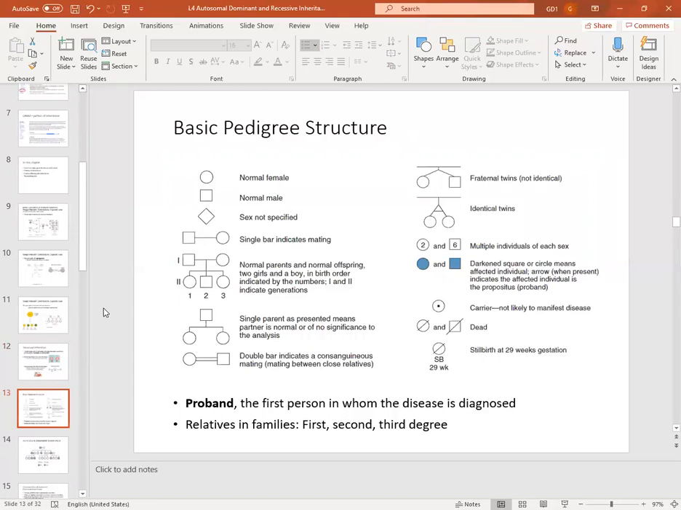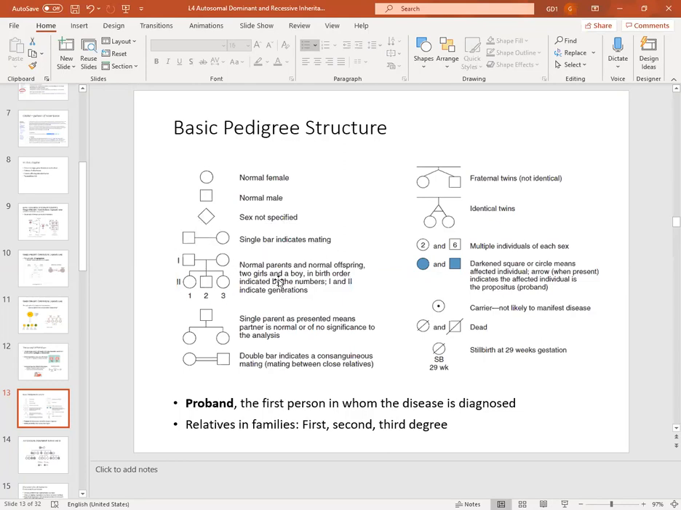Next, we have to be familiar with the pedigree structure of humans. The pedigree structure is quite similar if you use it on animals, but the human is clearer. This circle is a normal female, with nothing dark inside. The square is a normal male, and this symbol is for sex not specified. This symbol indicates mating.